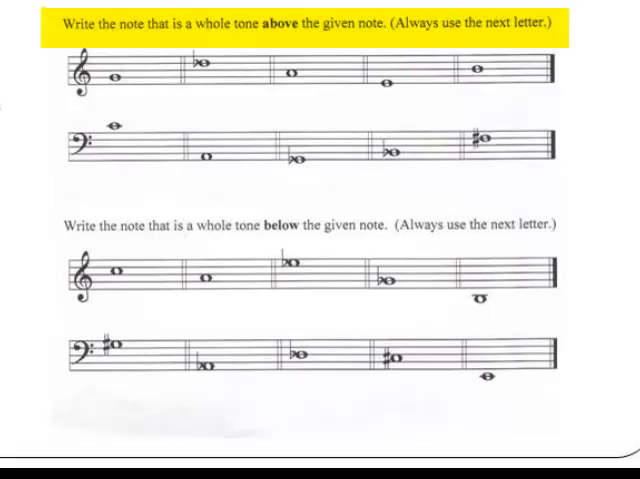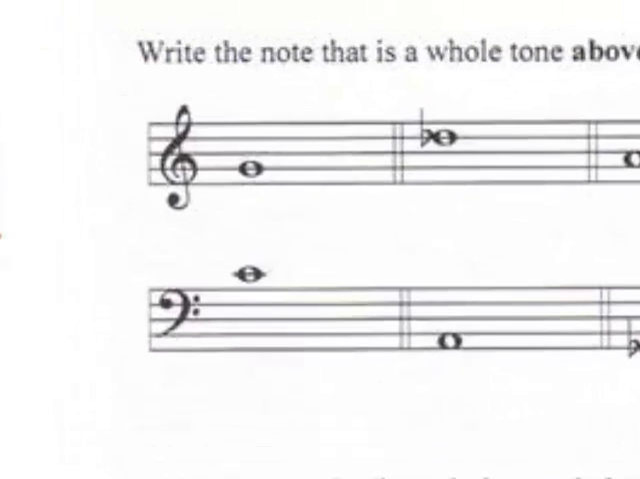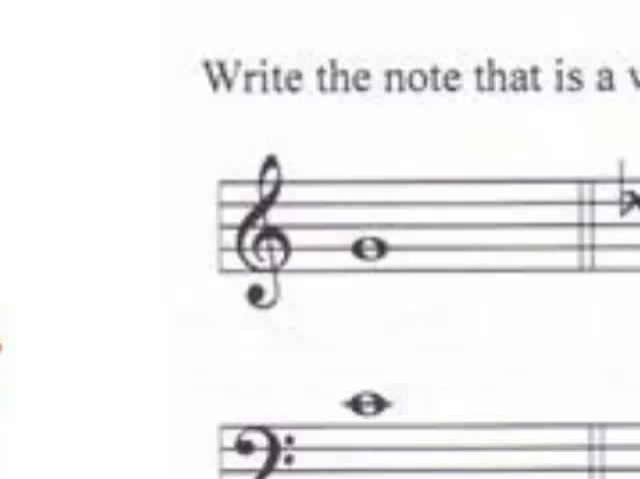Remember that a whole tone is equal to two semitones. Now when you're writing a whole tone above the given note, it means you're going up one note or one note name. In our first example, we have a G. The answer must have an A in it. And in this case, G to A would be a whole tone. So A would be our answer.